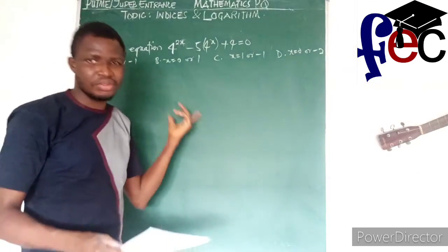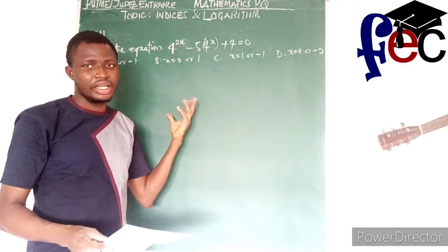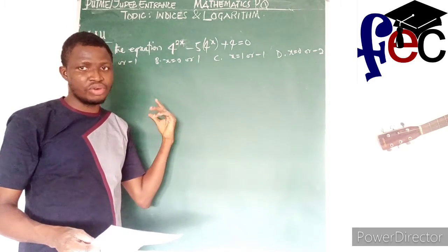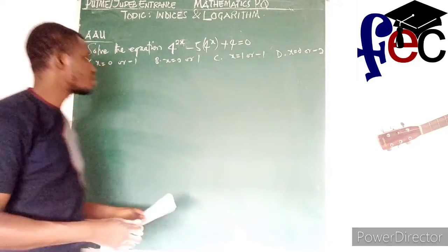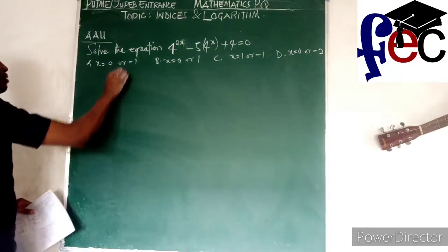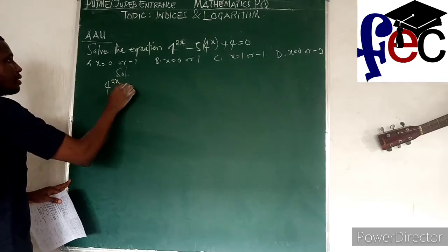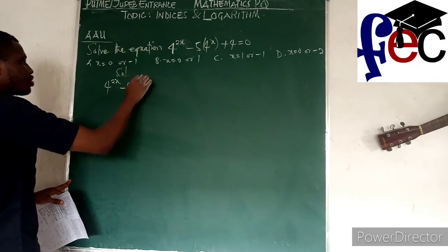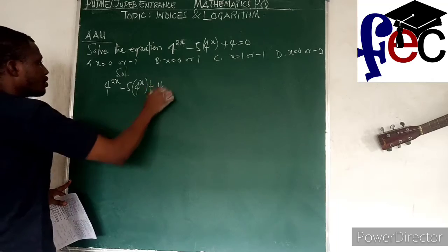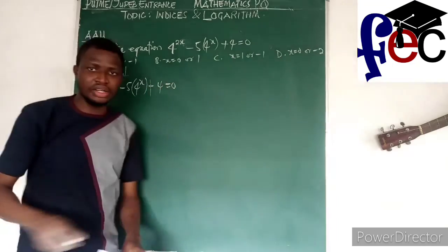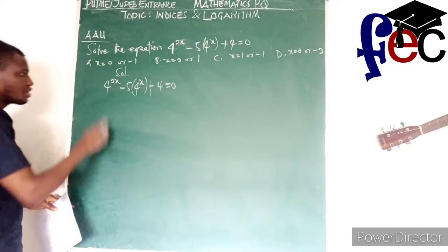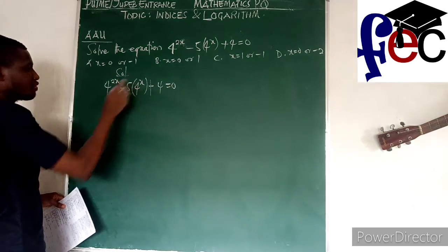You see that that's also similar to either one or two of the institutions that we have solved before. It's still the same approach. So we have 4 raised to power 2x minus 5 into 4 raised to power x plus 4 equal to 0. So this is under exponential equation. So our duty is to rewrite this in terms of 4 raised to power x.